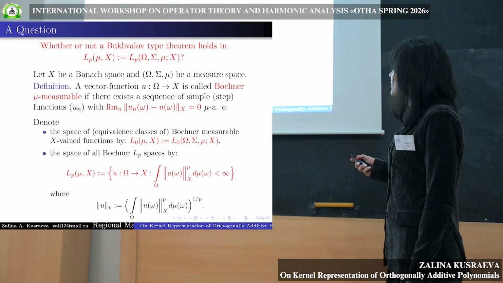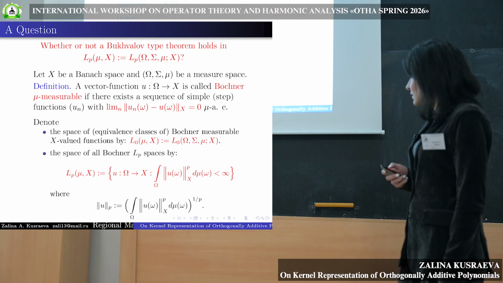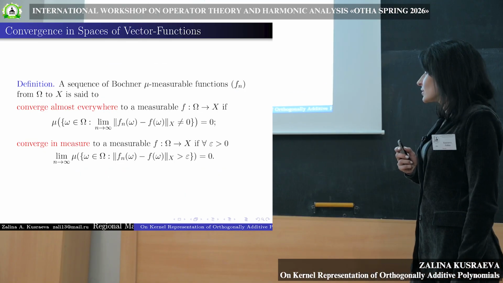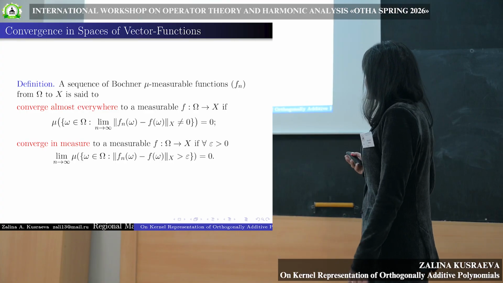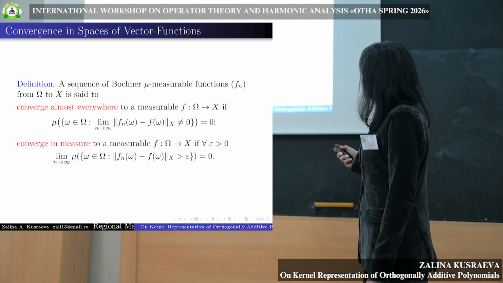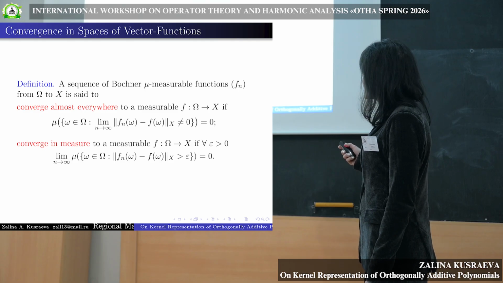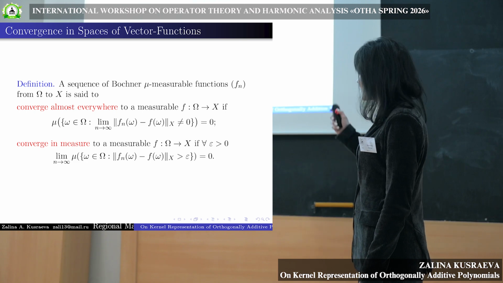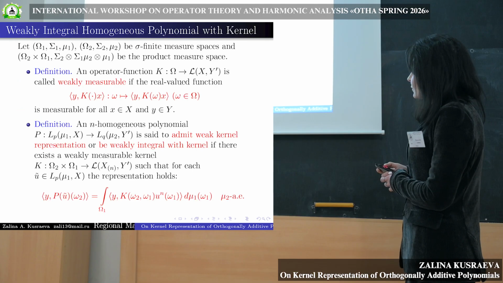A Bochner measurable function means that there is a sequence of step functions such that this limit is equal to 0. And again, the definitions of convergence here are the same as in the real-valued case, but note that here we use the norm in X instead of the modulus. X is a Banach space, as was written somewhere before.